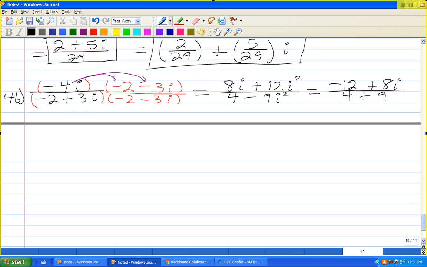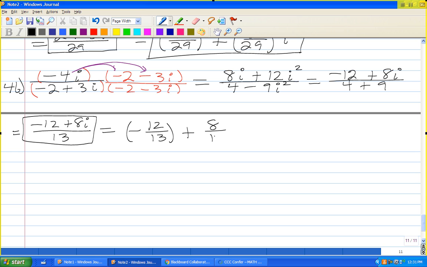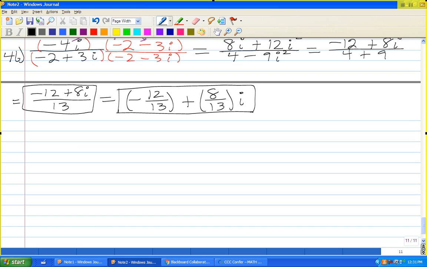And 4 plus 9 is 13. And again, I usually just leave it in this form, but let's write it as negative 12 over 13 plus 8 over 13i. Okay, let's do one last one, I guess. Actually, let me do two more.